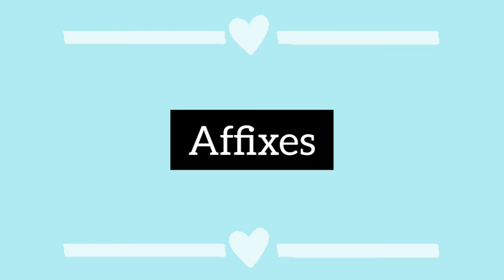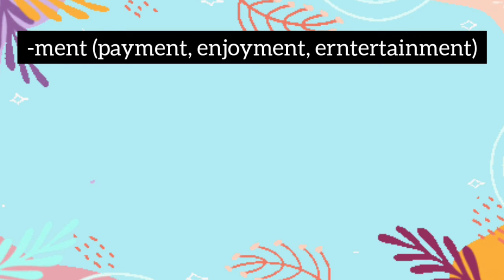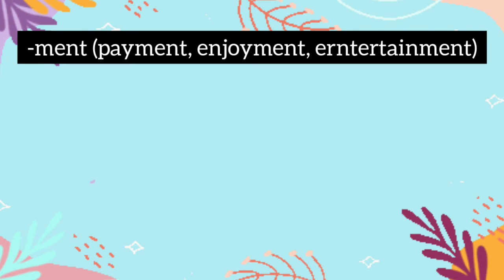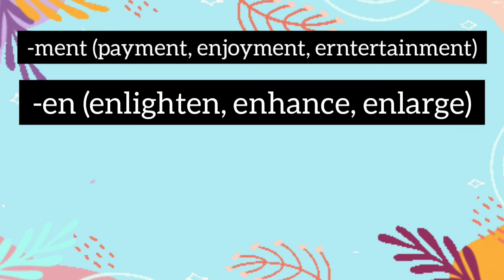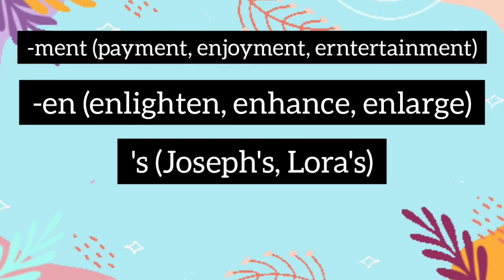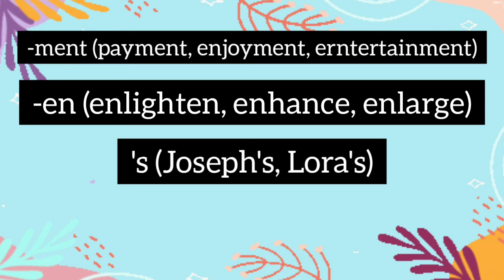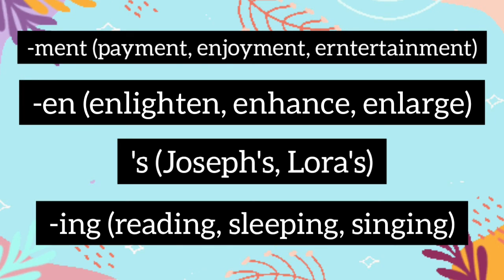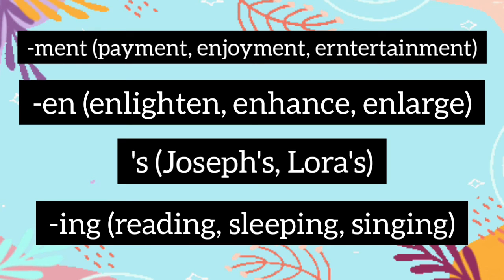Now, let's talk about affixes. Affixes are those bound morphemes which naturally attach to different types of words and are used to change the meaning or function of those words. For example, ment in payment, enjoyment, and entertainment words. The next is en in enlighten, enhance, and enlarge words. And the next is s in Joseph's. And the last is ing in reading, sleeping, and singing words.